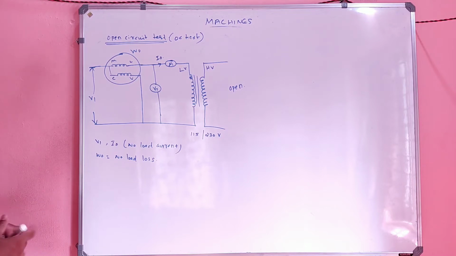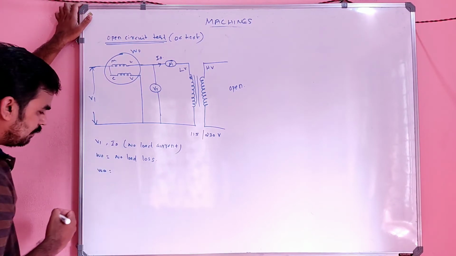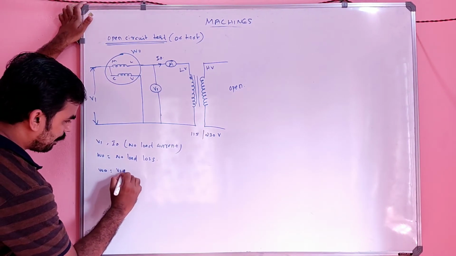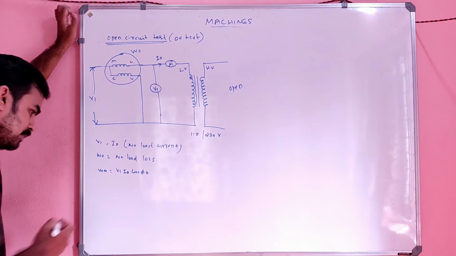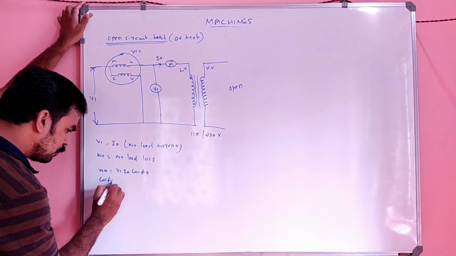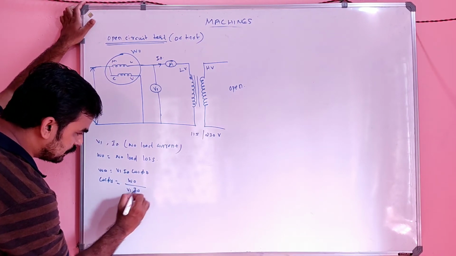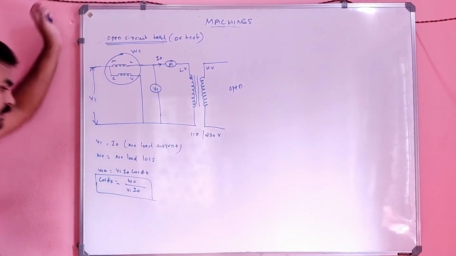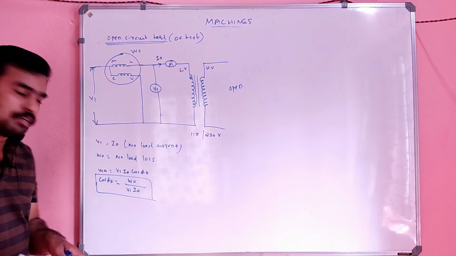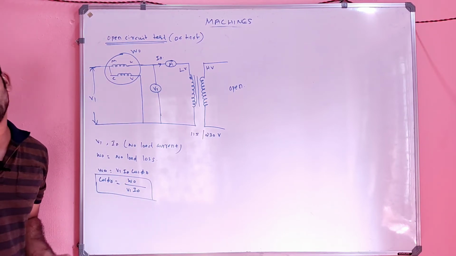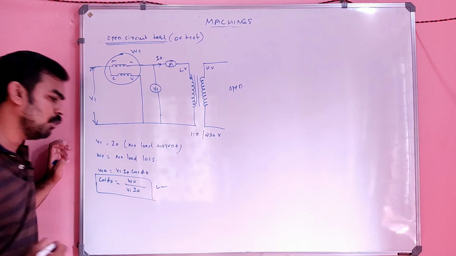So we have W0 is nothing but V1 into I0 cos phi 0. Am I correct? From this you can calculate the value of cos phi 0. Cos phi 0 is nothing but W0 divided by V1 into I0. So another aim of doing this open circuit test is to find the open circuit or no load power factor. Cos phi 0, you got it. The first step is that you got the value of cos phi 0.